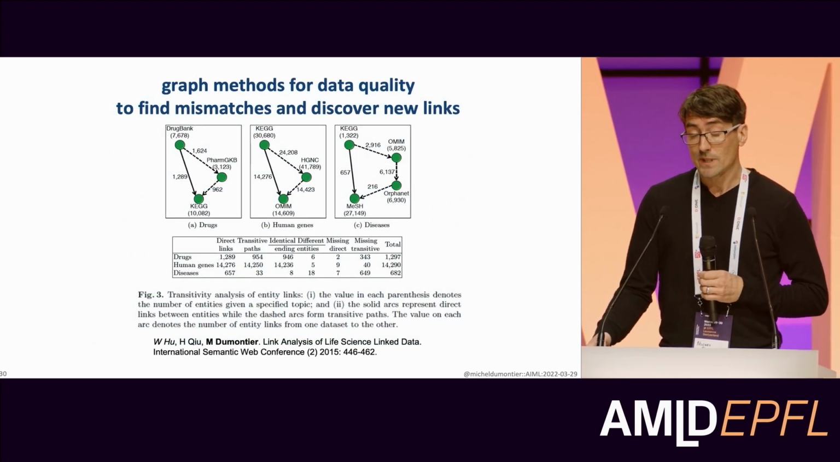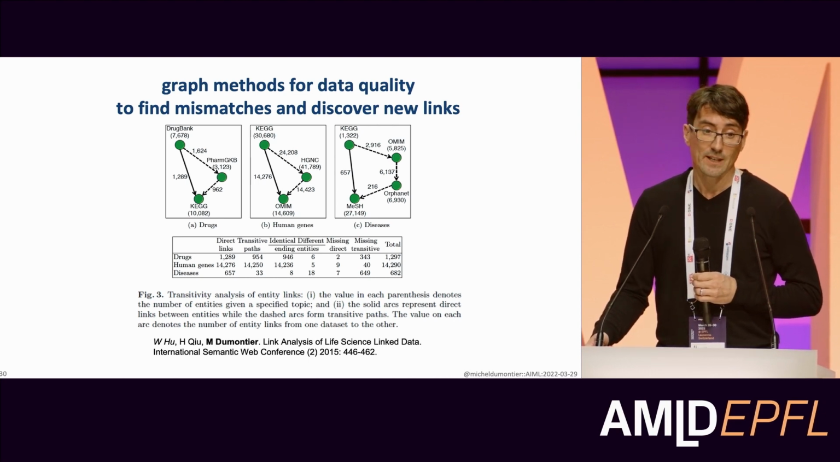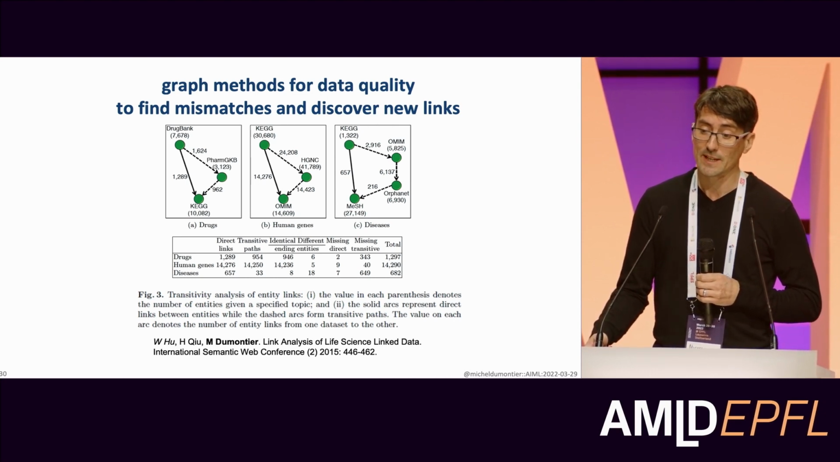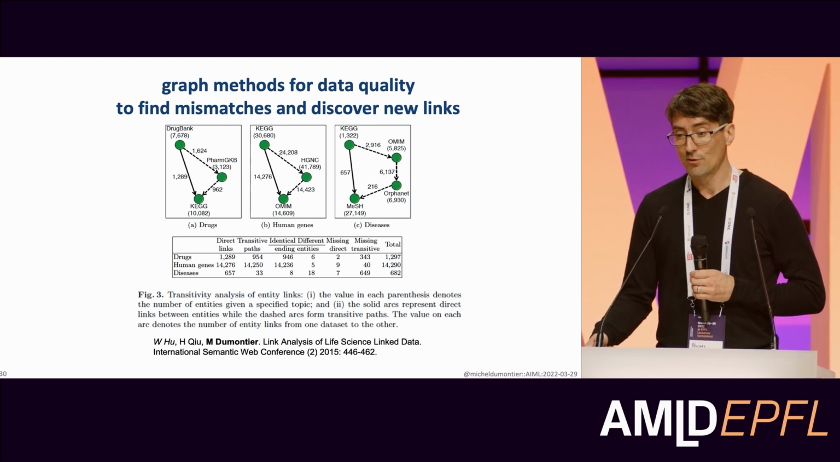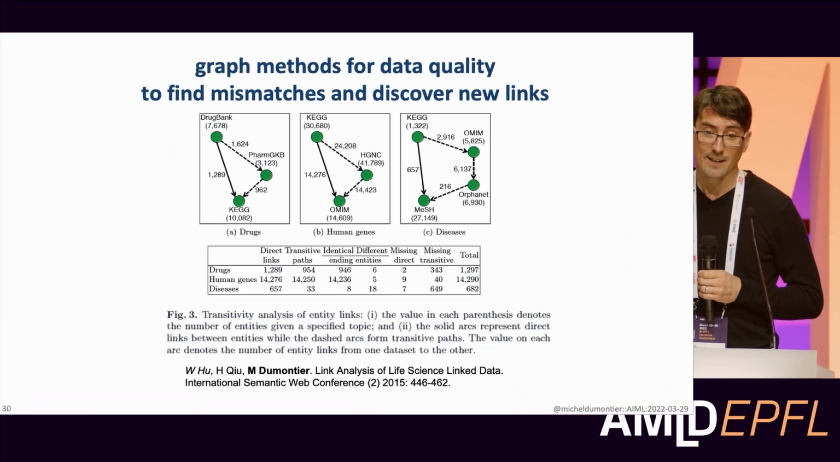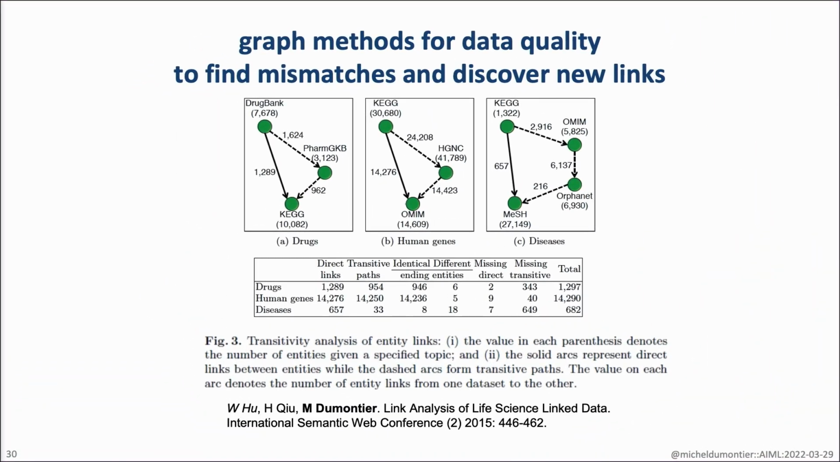Graph representations also allow us to examine data quality. We can start to look at the interlinks, the links between the different data sets, and understand whether they're consistent. We can examine links between DrugBank and PharmGKB and KEGG and see if they are consistent referent entities in that network, and identify where people are making mistakes or where the representations are different.